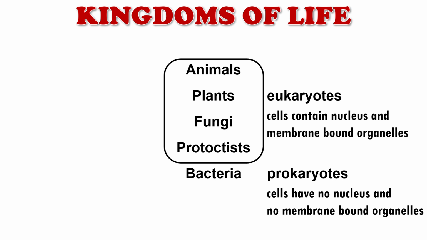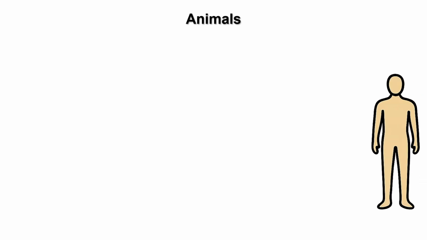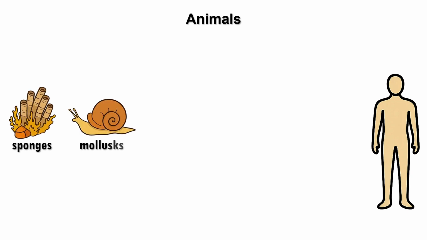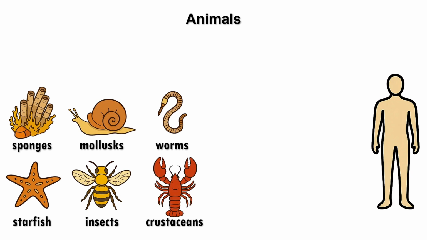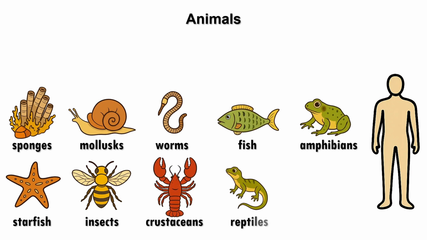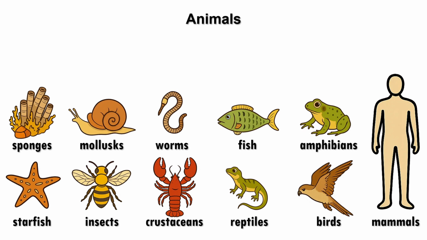Alright, now that we've covered that, let's go through each of the groups one by one. You're probably already quite familiar with the animal kingdom since it contains the species Homo sapiens, the humans. Scientists estimate that there are between 5 and 10 million different species of animals on Earth. This includes organisms such as sponges, mollusks, worms, starfish, insects, and crustaceans through vertebrates, animals such as fish, amphibians, reptiles, birds, and mammals. Even though animals are incredibly diverse, they all share a few key features.